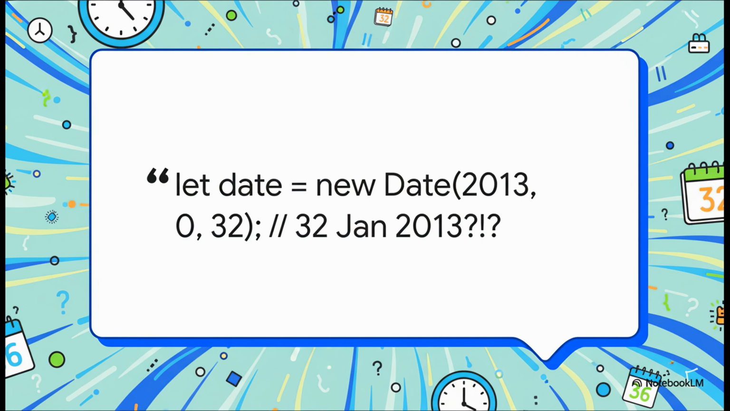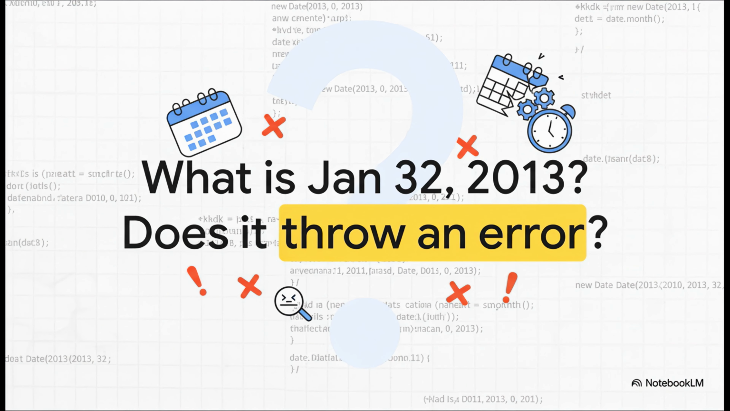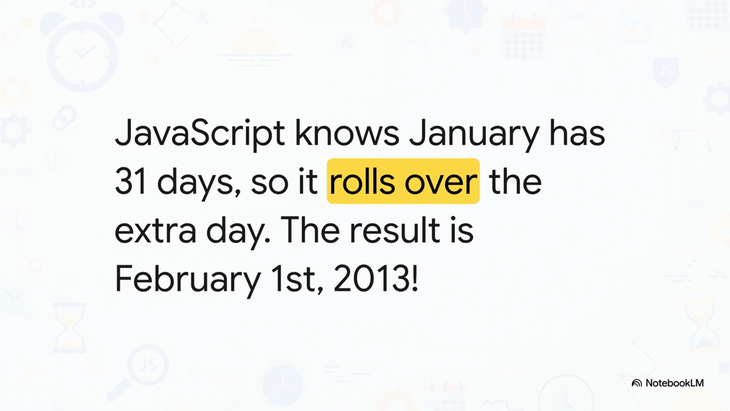So, take a look at this. We're trying to make a date for January 32nd. We all know there's no such thing as January 32nd. So what's going to happen here? Is the code just going to break? Does it just give up? Let's see what JavaScript actually does with this. And there it is, February 1st. That's autocorrection in action.